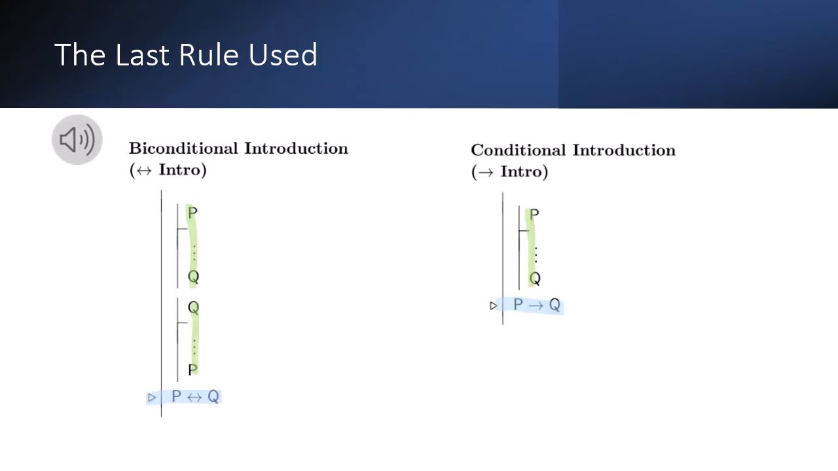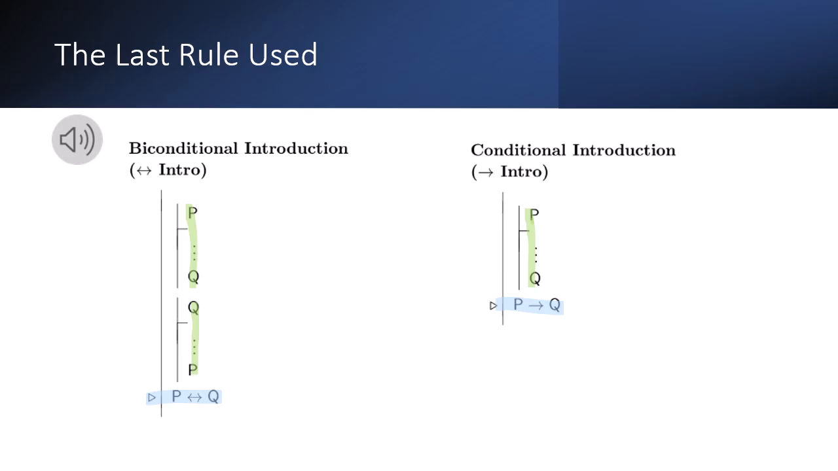Let's focus on biconditional introduction and conditional introduction. And since conditional introduction is a bit simpler, let's look at that first. Now, those lines that are highlighted in green, any of them will be tautological consequences of the assumptions in force at those particular lines. If we focus on the line there in green that has Q, we again know that it's a tautological consequence of the assumptions.